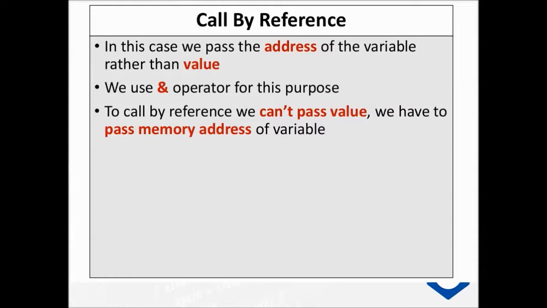Before going to the example, in this case we pass the addresses of a variable rather than value. We use the ampersand operator for this purpose. To call by reference we cannot pass value, we have to pass memory addresses of variable. We already discussed these things in another slide. So this is the code.